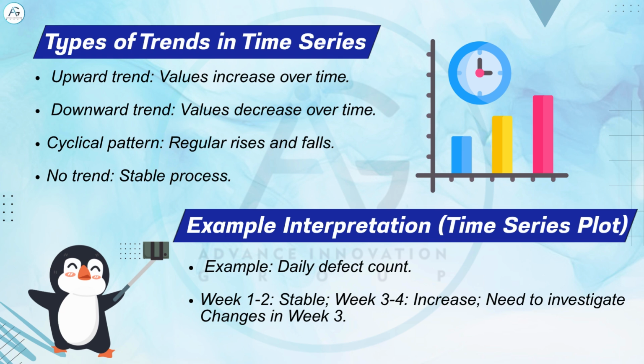Example: interpretation. Let's look at a simple example. Suppose we're tracking the daily defect count. In weeks 1 and 2, the process looks stable, with defects holding steady. But in weeks 3 and 4, there's a noticeable increase in defect counts. This shift tells us we need to investigate what changed in week 3. Maybe a new machine, material, or procedure was introduced. By recognizing these trends early, we can take action before the issue becomes more serious.